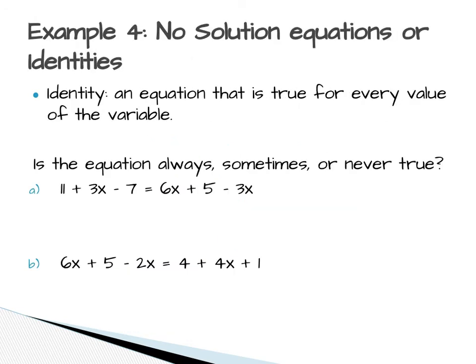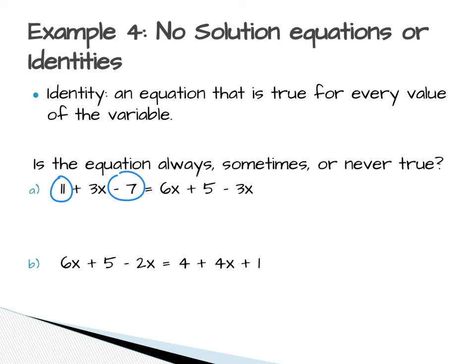Example 4, no solution equations or identities. An identity is an equation that's true for every value of the variable, so you would say all real numbers. And no solution is an equation that's never true. So what you need to do to figure these out is to always simplify first.